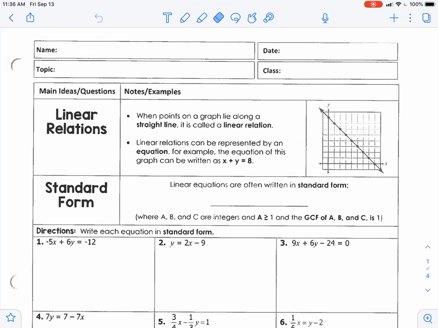Okay, so welcome to today's lesson. We're going to be talking about linear relations and the different forms in which we find our linear relations. And so let's just go ahead and get started.